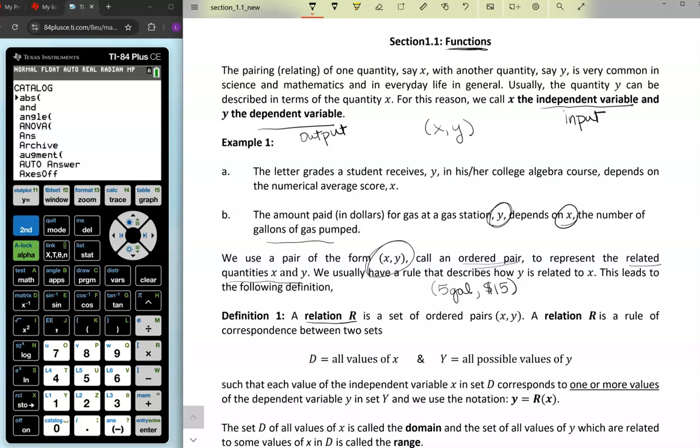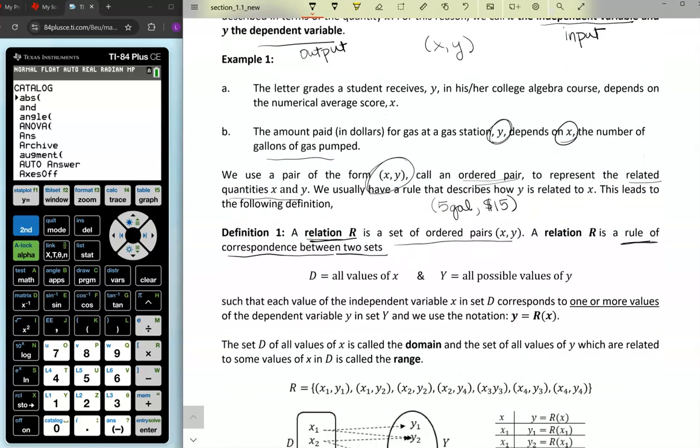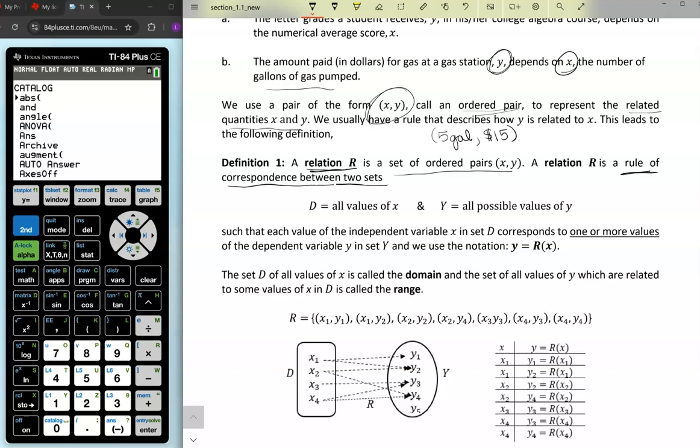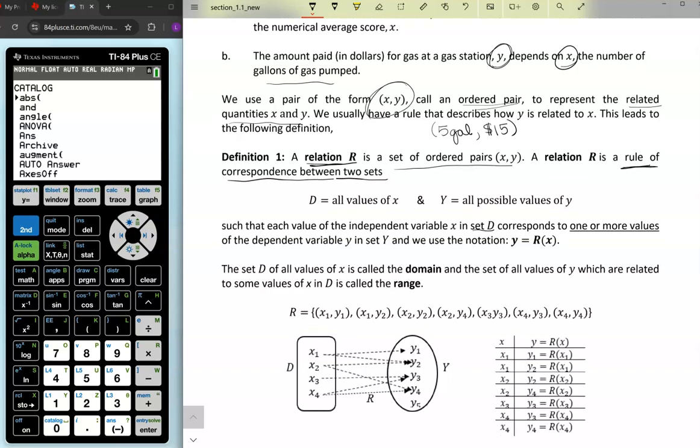I've mentioned relation. A relation is a set of ordered pairs that comes from a rule of correspondence between two sets. So once again, the correspondence, that the gas and the money that you spend, how much gas you pump corresponds with how much money you're going to pay for that gas. Now, we have independent variables, and we put them in set D, and that D is there because that stands for domain.